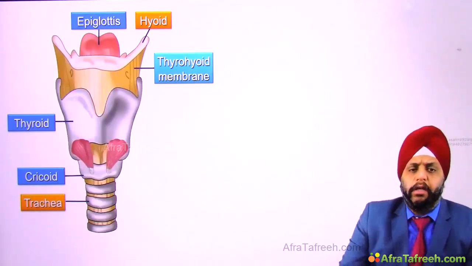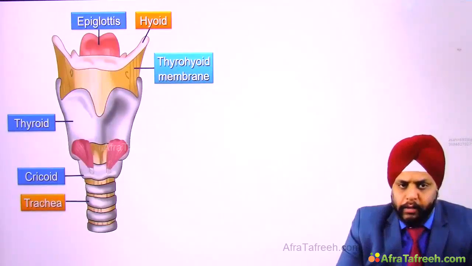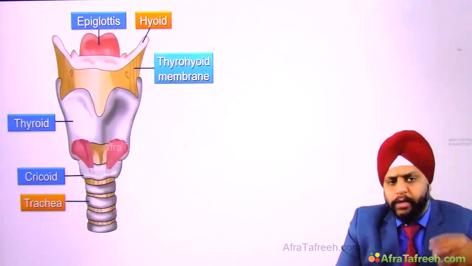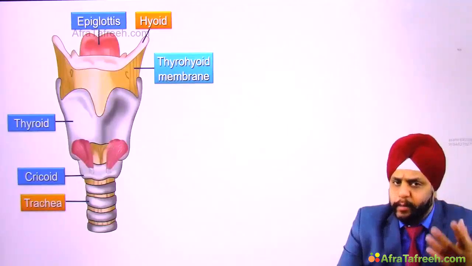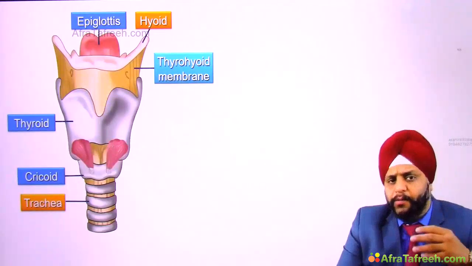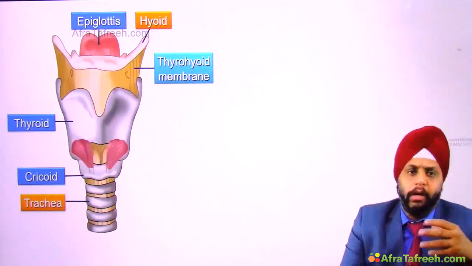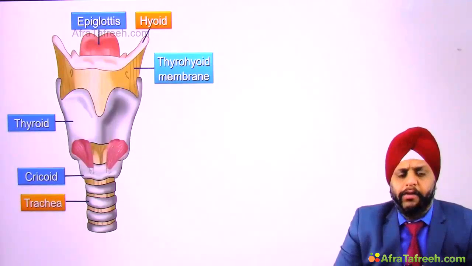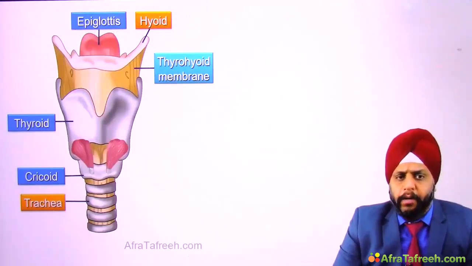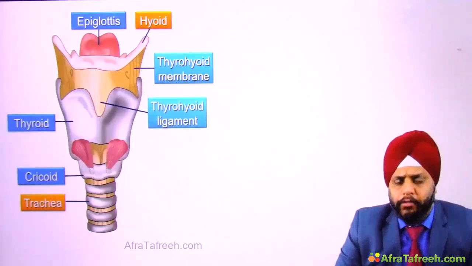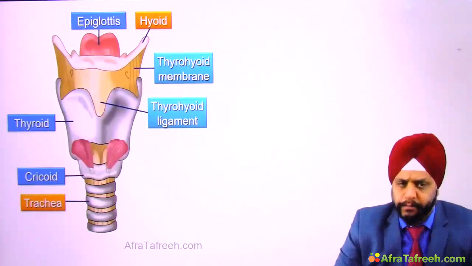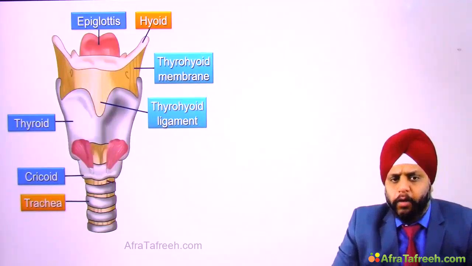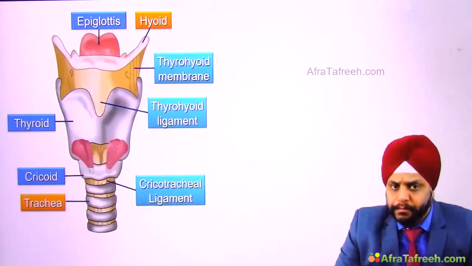It's very easy to remember anything in the larynx. When a structure is between two cartilages, we can just club the names and we get the name of our structure. This membrane is between hyoid and thyroid, so thyrohyoid membrane. In the center, this membrane becomes thick and forms a ligament, which we call the thyrohyoid ligament. Similarly, between cricoid and trachea, we have a ligament we call the cricotracheal ligament.